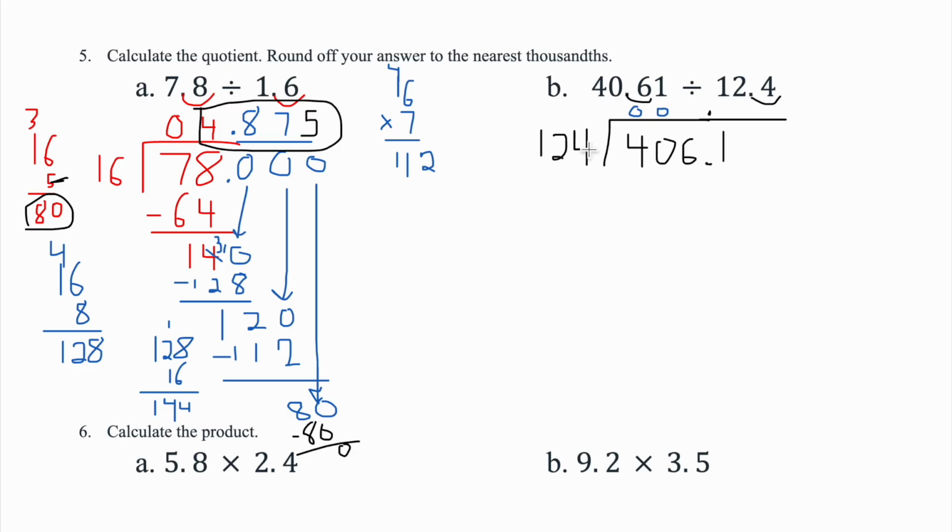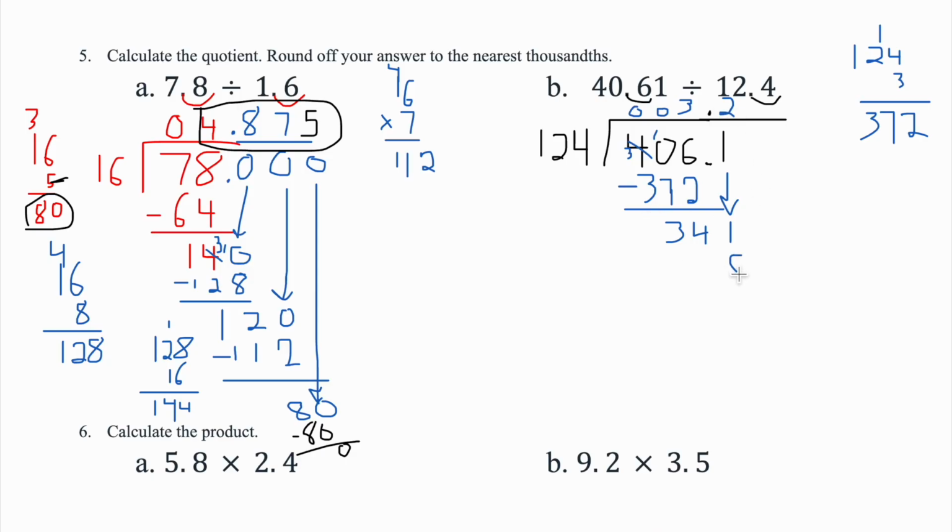So how many times? 4 would probably be too much, so I'm guessing 3. 124 times 3. Work it out on the side. 12. So 7. 3. 372. So let's do 3 times 372. Get 4. I got to borrow. And 3. Drop down my 1. So I've got 341. So 3 times was too much, right? So it's got to be twice.